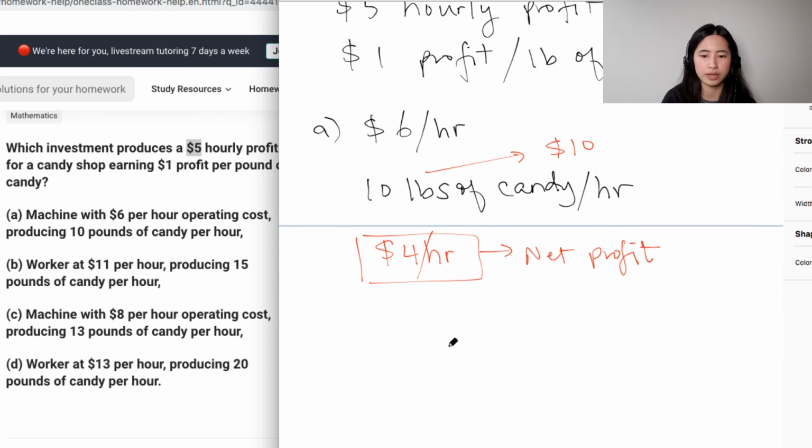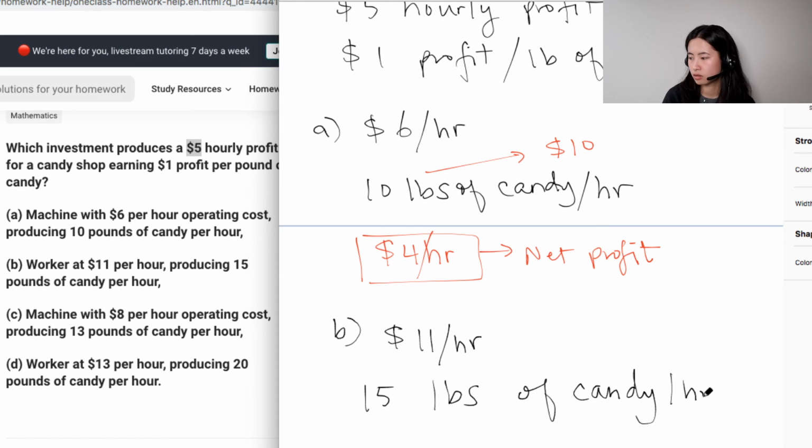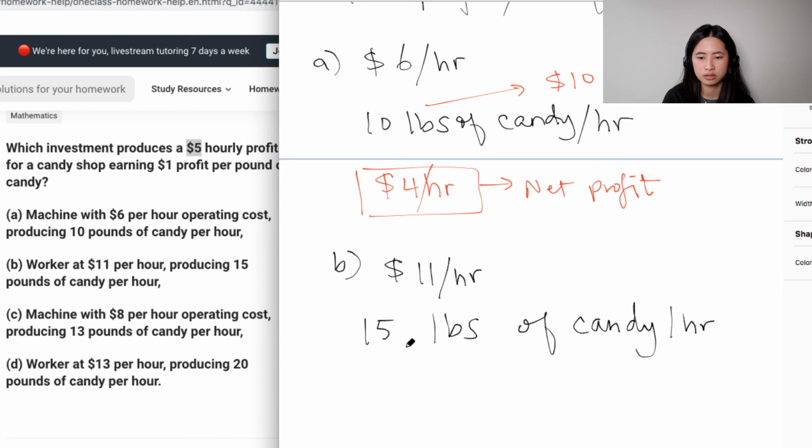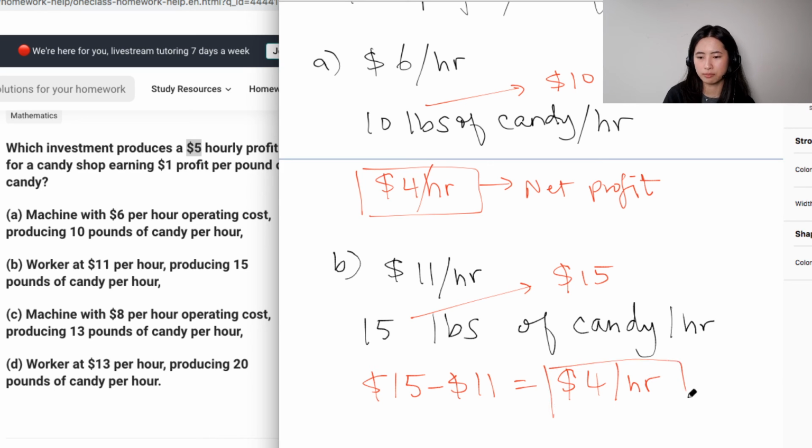Now moving on to part B, right? Because they're saying that you have a worker at $11 per hour producing 15 pounds of candy. So you have 15 pounds of candy per hour. Great. So you have 15 pounds, that means it's $15, right? How do I know that this is $15? Well, you just have to multiply this by 1. So this is 15, right? So we take 15 minus $11, so you should be getting $4 per hour as well.